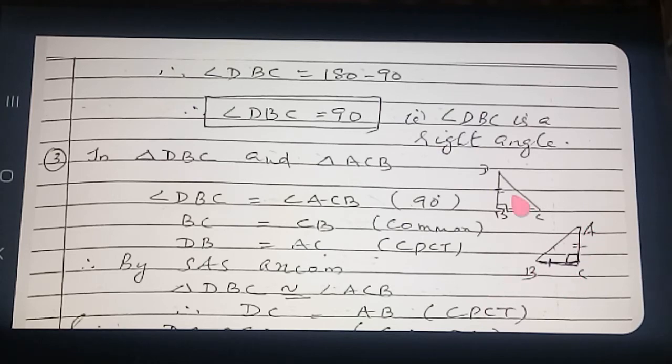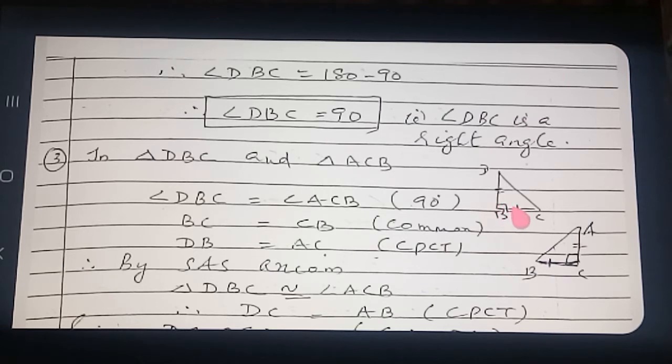ACB is this one and DBC is this one. This all very clearly you are knowing. What about angle B, angle DBC and angle ACB? 90 degrees, very clearly we proved. And what about BC of this side and CB of this side?